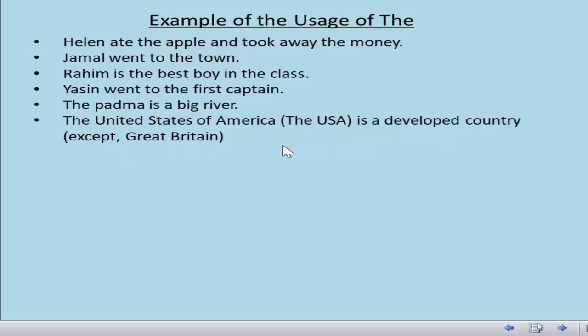Here it is a two or more word country. Look at the name of the country, the United States of America. It is built with several words. So before this type of country, we have to use the, except Great Britain. Before Great Britain, we use zero article.